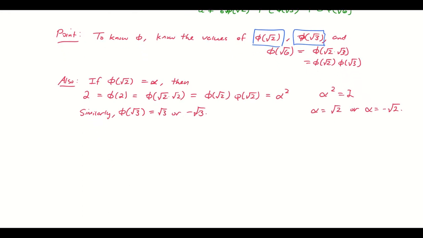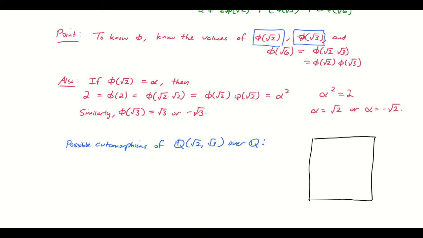All right, so here's what we're looking at. If we want to analyze the possible automorphisms of Q adjoin root 2, root 3 over Q, meaning that these automorphisms fix every rational number, well, here they are. I can create something kind of like a little Punnett square here. On this axis, I will put the image of square root of 2, and on this axis, I'll put the image of square root of 3.